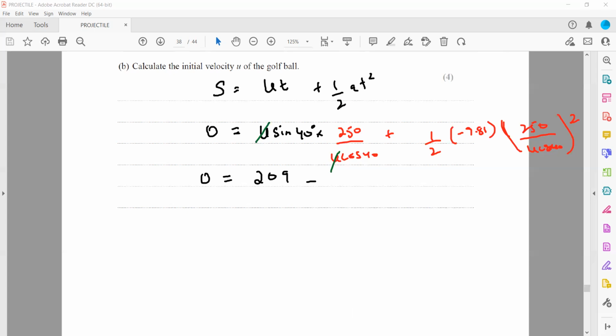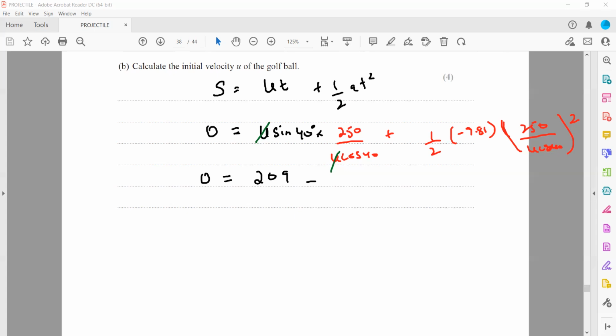And this was 250 square. 250 square is 62,500, multiplied by 9.8, then divided by 2, which gives 306,560, and then divided by cos 40 square.